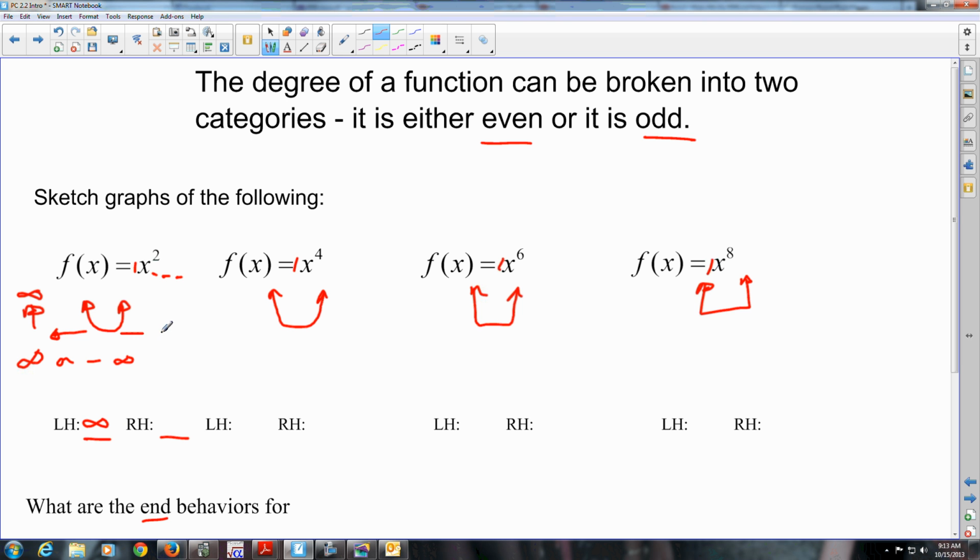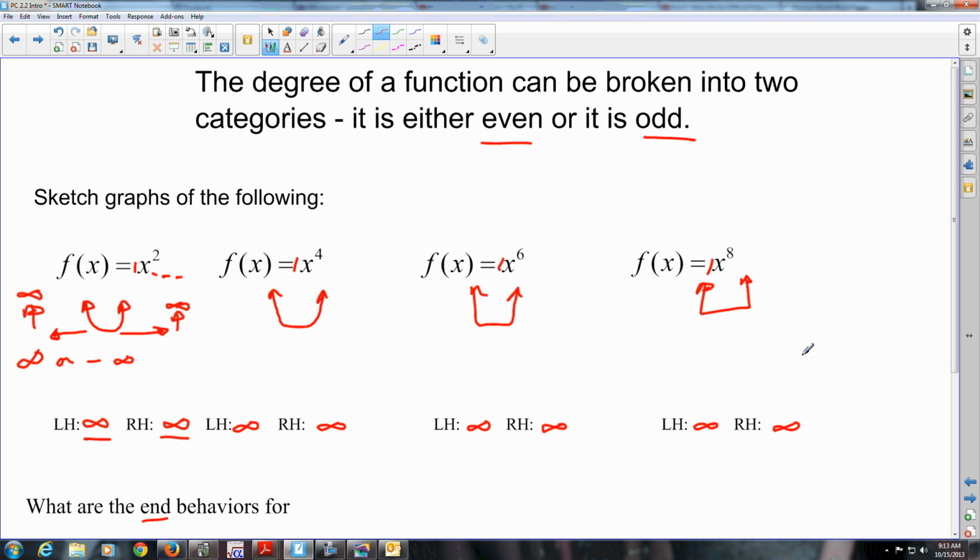On the right side, as you go really far right, your y values are going really far up, once again. So they're going to positive infinity. So for all of these with a positive leading coefficient, the left-hand end behavior and the right-hand end behavior are the same. In this case, they're both positive infinities.